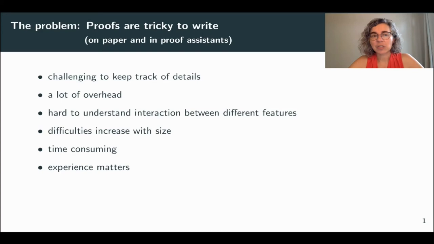But in proof assistants, there's another overhead we have to deal with. We have to build up an infrastructure for modeling, for example, bindings and contexts and so on. So quite a lot of time goes into building this particular infrastructure. It's often hard to understand how different features interact. Difficulties increase with the size of the mechanization, and it can be quite time consuming. We see that often a whole team of students is tackling some of these mechanization efforts. And experience very much matters.